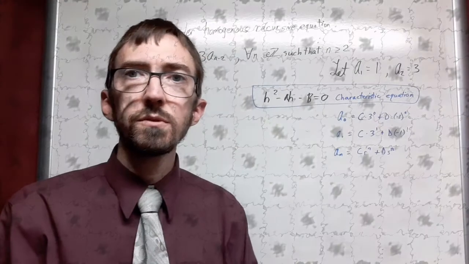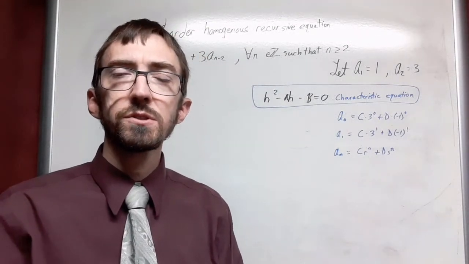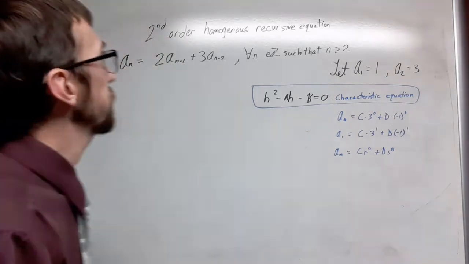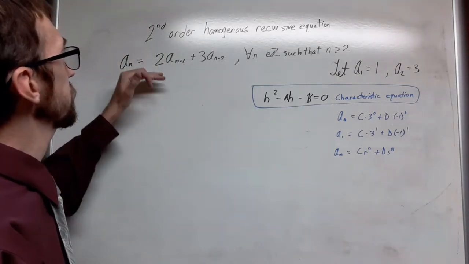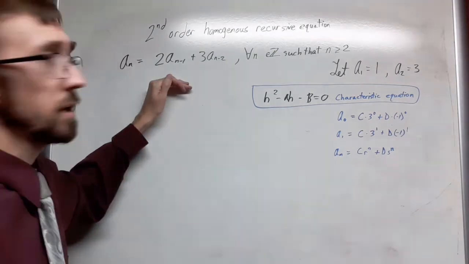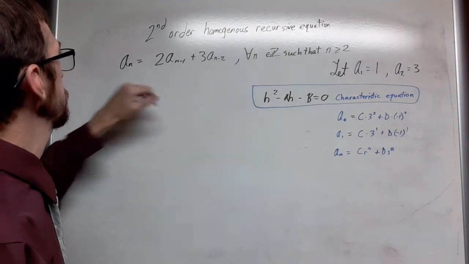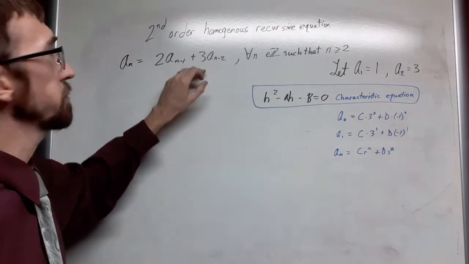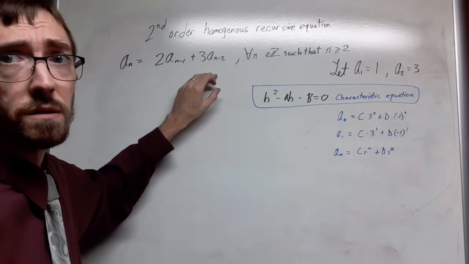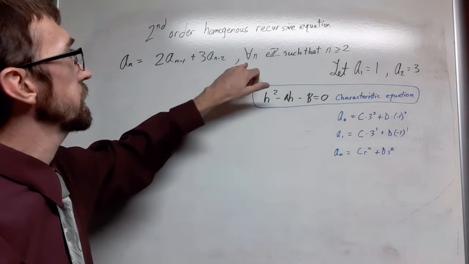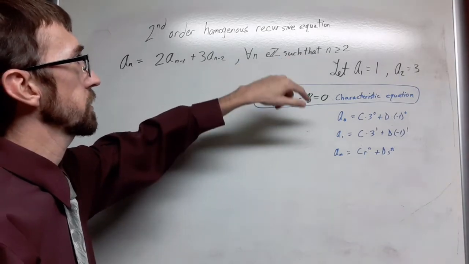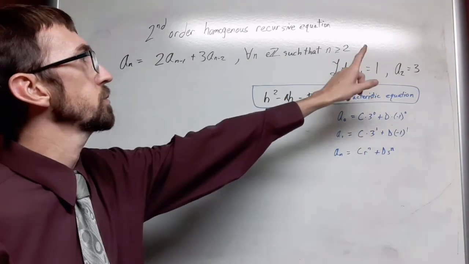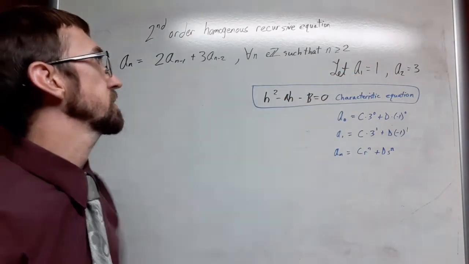We are going to look at recursive sequence equations, and we are going to start with this second order homogeneous recursion equation. I have a sub n equals 2 a sub n minus 1 plus 3 times a sub n minus 2 for any integer n greater than or equal to 2, and our initial conditions are going to be a sub 1 is equal to 1 and a sub 2 is equal to 3.